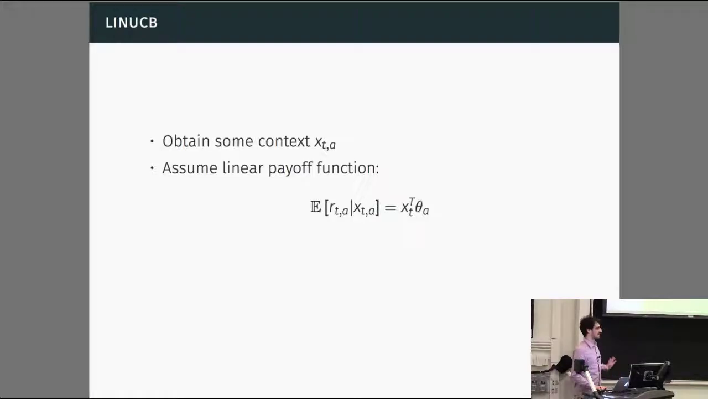So I'm just going to go over a couple of ways to extend the algorithms we've already seen for this contextual bandit setting. The first algorithm is LinUCB. It's an extension of the UCB, or upper confidence bound, algorithm. What it says is that we obtain some context, x sub t,a. This means that the context is dependent on the time point, so at each time point we get a different context depending on which student we see.